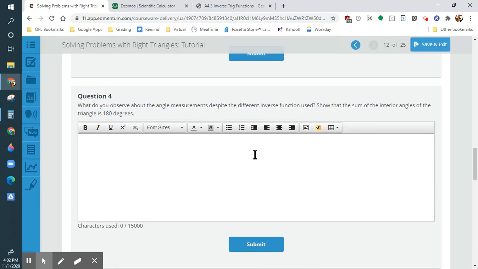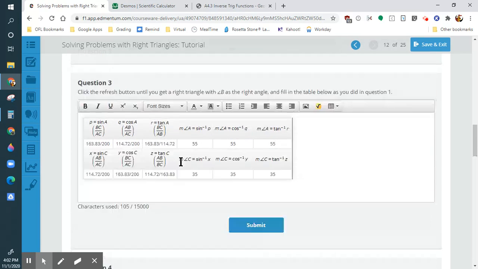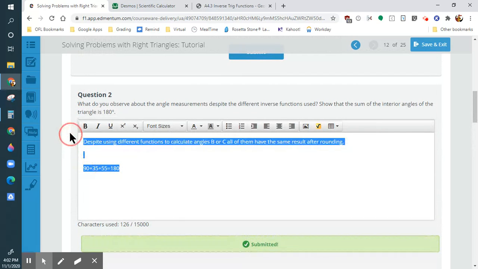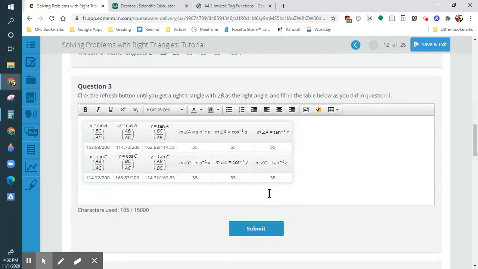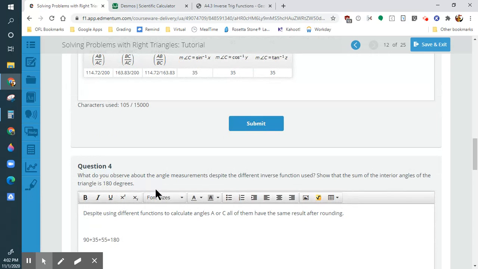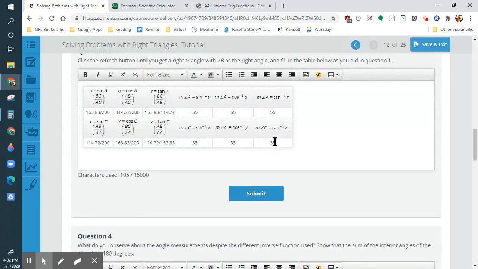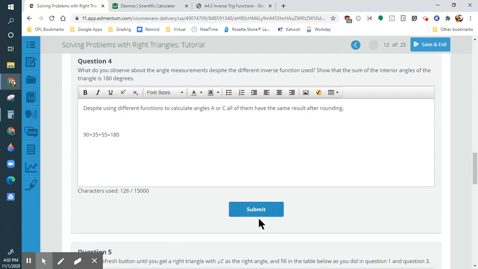So what you'd observe with the angle measurements, the exact same thing, except now we're talking about A and C. So, boop. I'm going to change this from angle B to angle A. And it wants us to show that all the interior angles equal 180. And luckily, since all the angles were the same, we don't really have to do much else here.